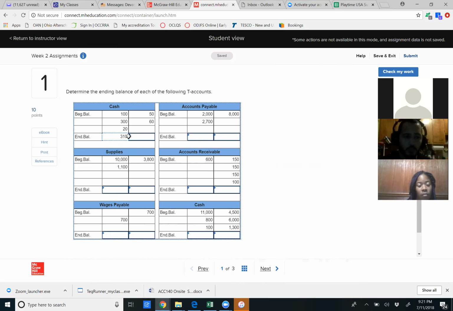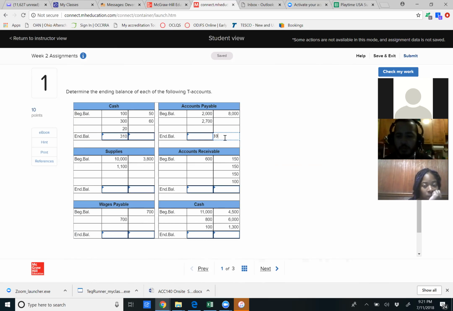So if we look at the accounts payable balance, we know which side it's going to go on, right? It's going to go on the right-hand side. So we're going to say 8,000 minus 2,000 minus 2,700. So our balance is 3,300, and it's going to go on that side.